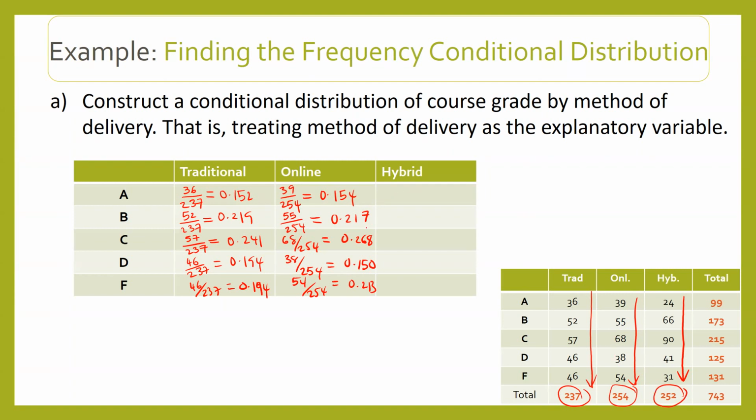Now, when you go to the hybrid, again, you need to use the total across the column. We are doing this because we have this instruction by method of delivery. That's our explanatory variable, okay? So for this it will be 24 over the total sum across the column there, which is 252, and if you use your calculator, you get 0.095. The next one is 66 over 252, which will give us 0.262.